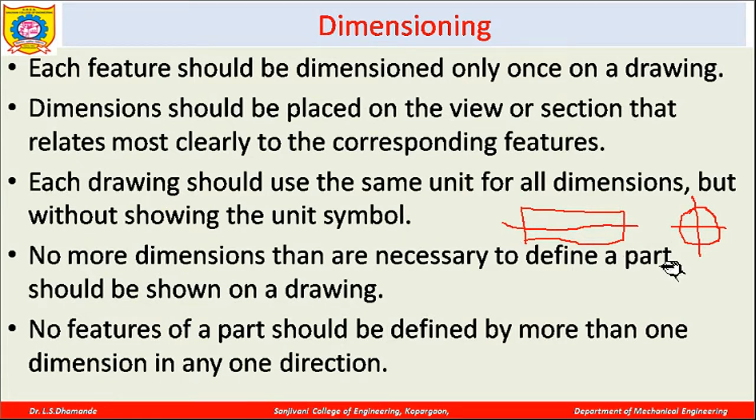So you have to specify one dimension only once on the drawing. Maybe two views are there, but even in those two views the dimensions should not be repeated as far as possible. Otherwise there will be a cluster of dimensions. Then the dimension should be placed on the view or section that relates most clearly to the corresponding feature. So accordingly you have to select. If a diameter is to be specified, it is always better to specify the diameter over here, where it is clearly visible, instead of over here.